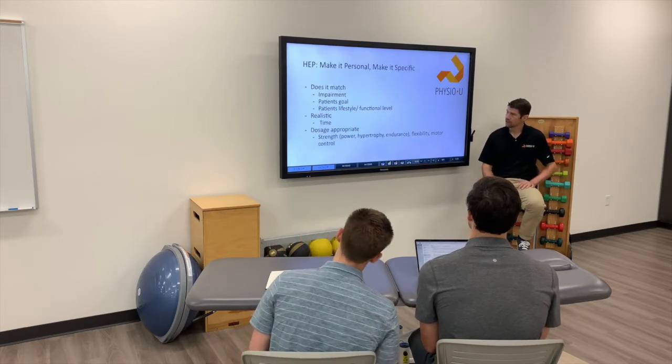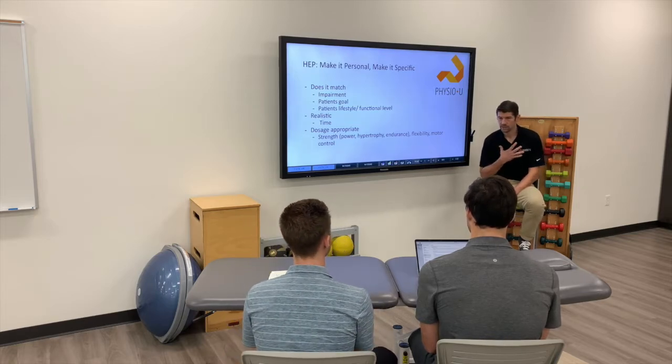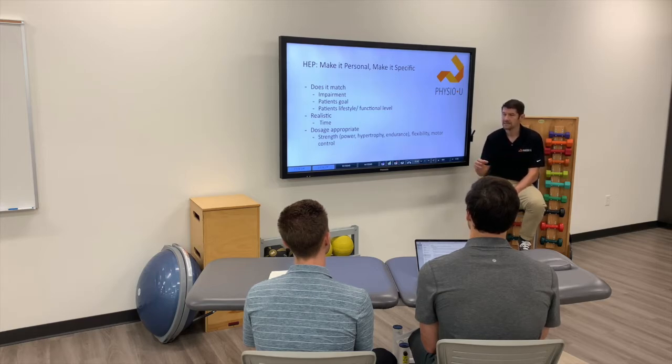Right? So if we kind of move on, the idea is if I'm picking an exercise to have someone work on, at some point in my objective exam, I've proven that that's a problem. So either A, it matches an impairment I found. So if I'm giving someone a hamstring stretch, I've measured that that hamstring is stiffer than normal, stiffer than the other side, stiffer than what evidence says should be normal. Right? B, it's related to the patient's goals.